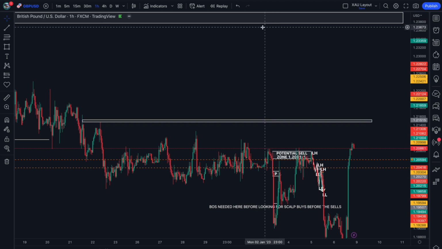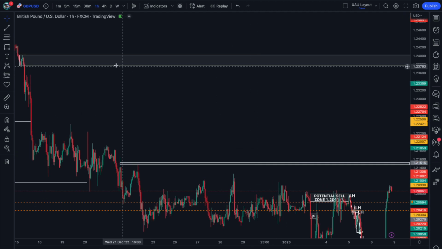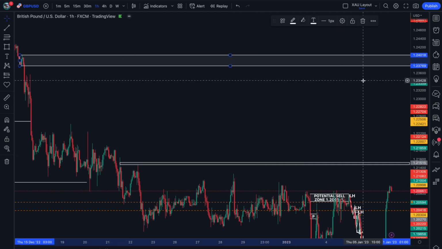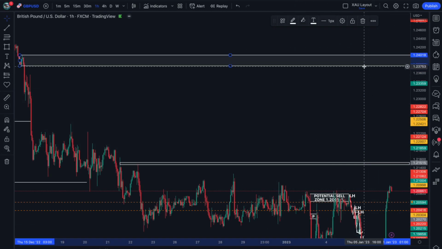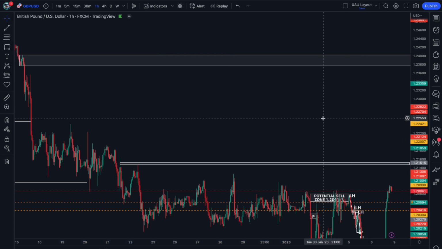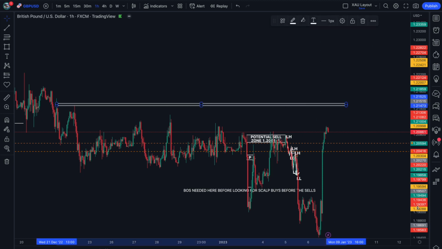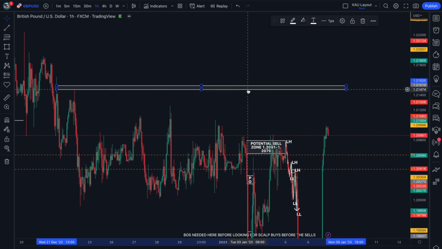So I've got two zones highlighted. If you want to highlight this zone for yourself, by all means do so. We're looking at this price bracket for price to tap into this, inject supply into the market, and push price lower, creating that new impulsive wave taking us lower. I also have a more refined one, although I don't feel like this zone itself will be holding enough supply to completely flip the market.